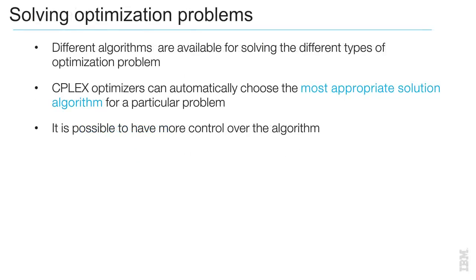IBM iLog CPLEX Optimizer is a solver engine for mathematical programming problems and includes the simplex, barrier, and mixed integer algorithms that are used to solve linear, mixed integer, and some quadratic programming problems. IBM also offers CP Optimizer for solving constraint programming problems. CPLEX can automatically choose the most appropriate solution algorithm for a particular problem based on the problem structure. It is also possible to have more control over the algorithm by setting some parameters or by developing custom algorithms.